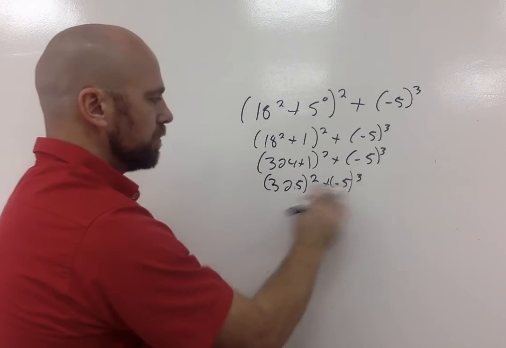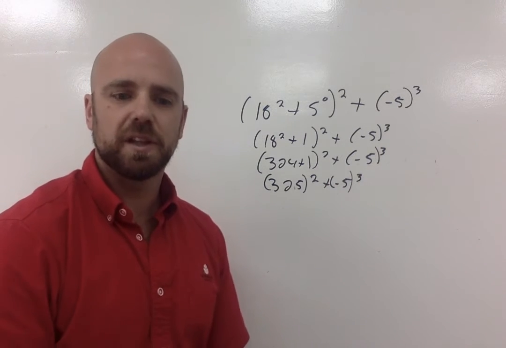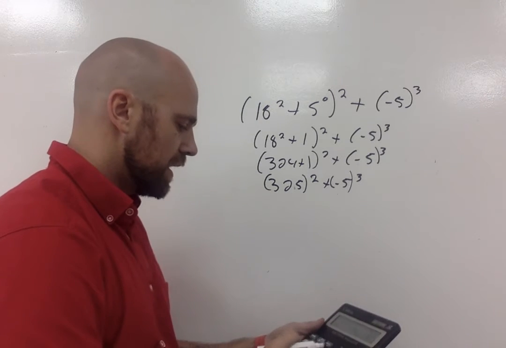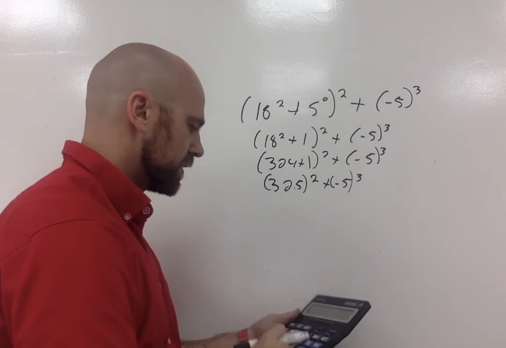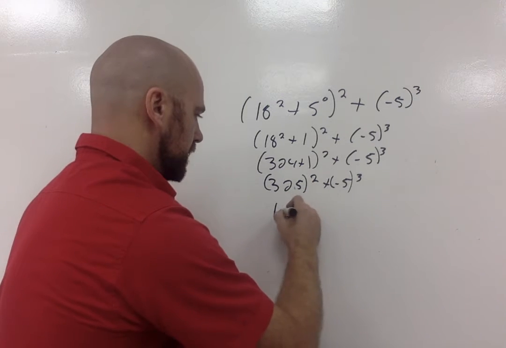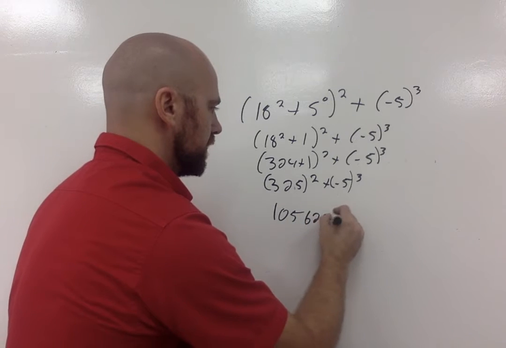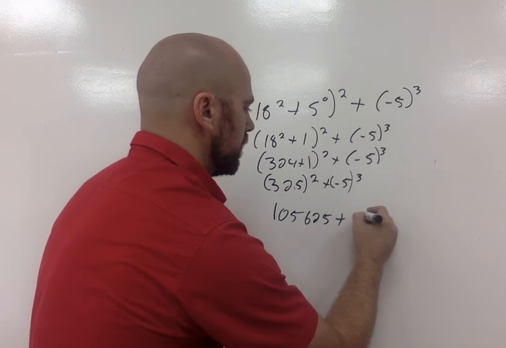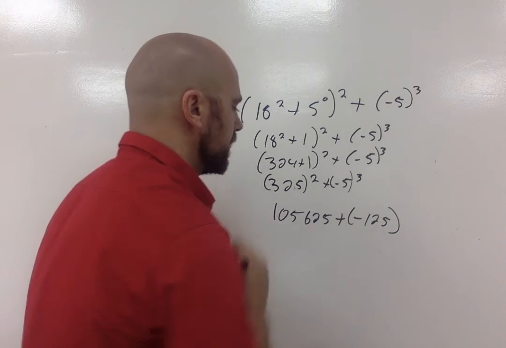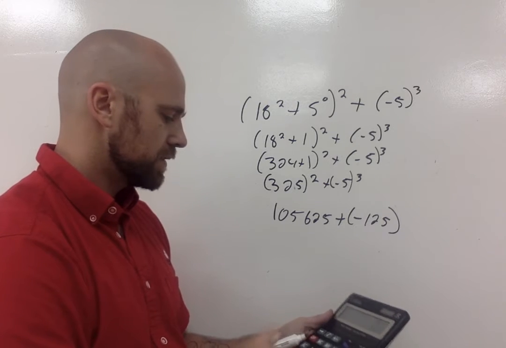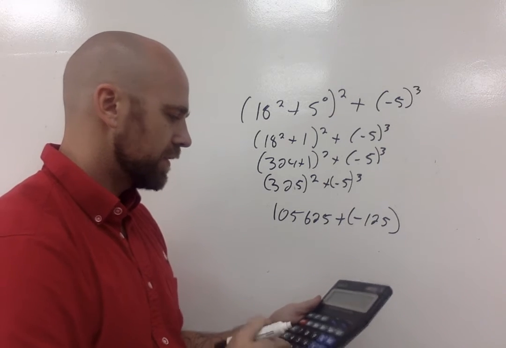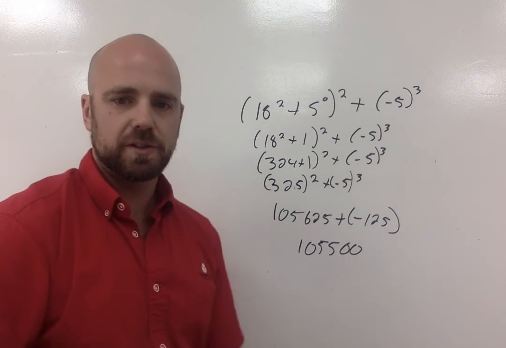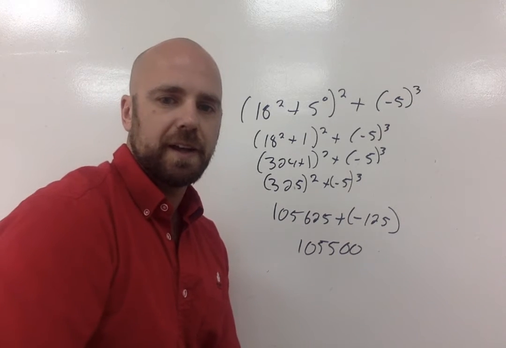Now I can do both of these at the same time. I'm just dealing with my exponents now, so I'm going to do both of those at the same time. So 325 times 325 gives me 105,625, plus negative 5 cubed, which is going to be negative 125. So then I subtract: 105,625 minus 125. My final answer here is 105,500.